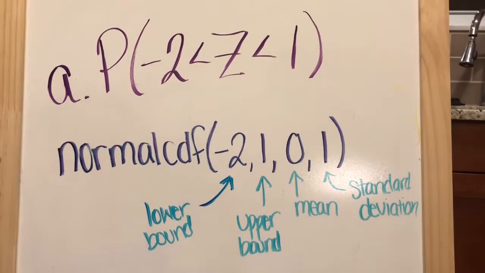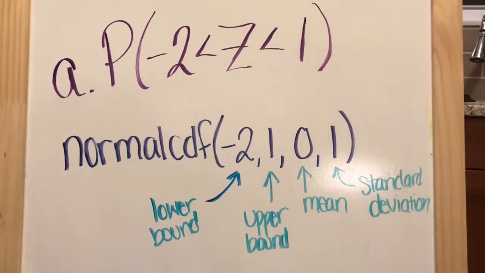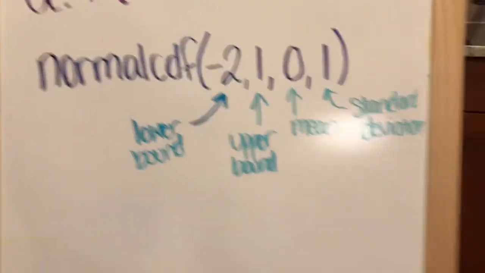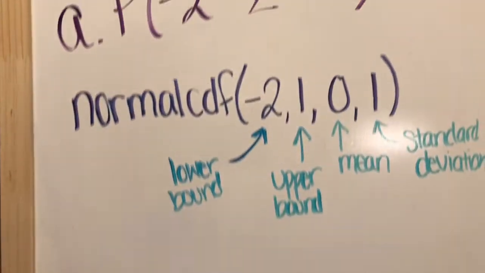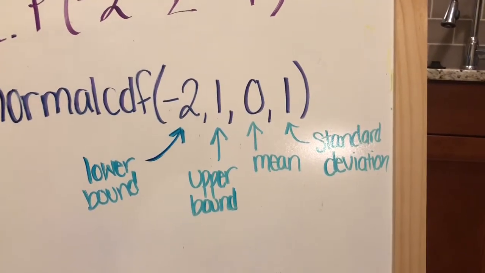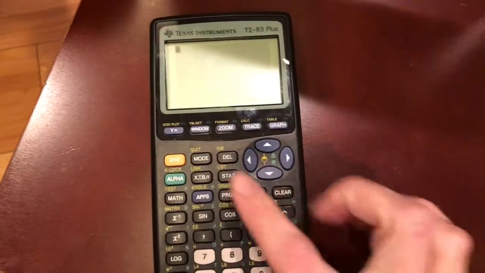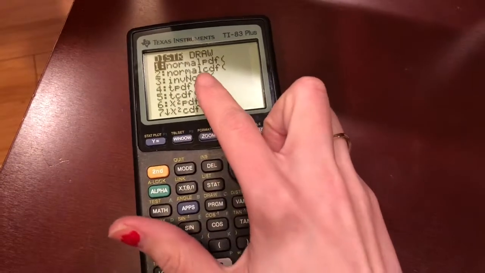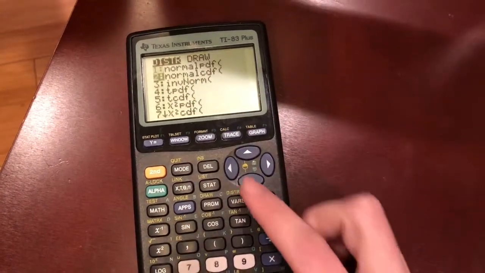Okay, so to do part A in your notes, what you want to do is take your calculator and go ahead and hit second and then the vars button. So here's what that's going to look like. Second, vars, and then go to where it says normal CDF.